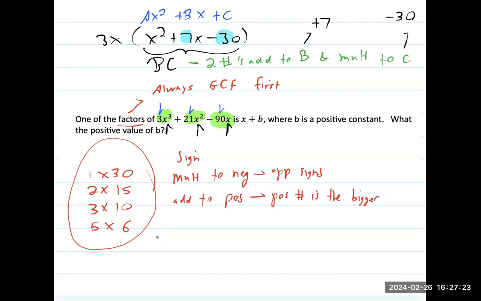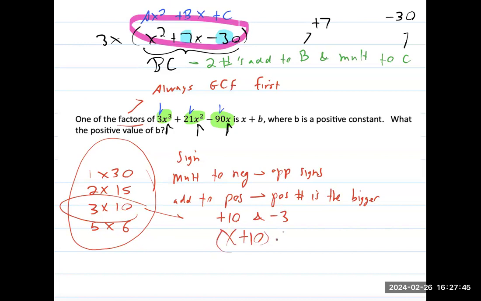So we need numbers with opposite signs. The bigger number is the positive one, and they need to add to 7. And that means this combination would work. We can use positive 10 and negative 3. So we just figured out that this entire thing right here factors to x plus 10, x minus 3, and we still have the 3x that was there from the beginning.